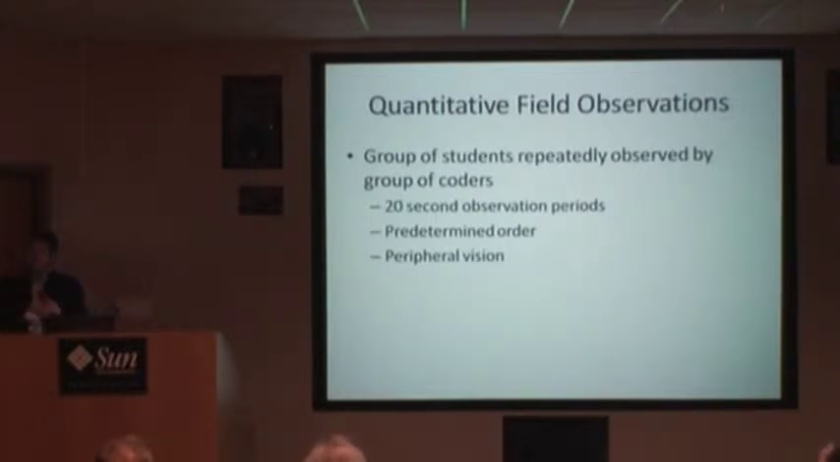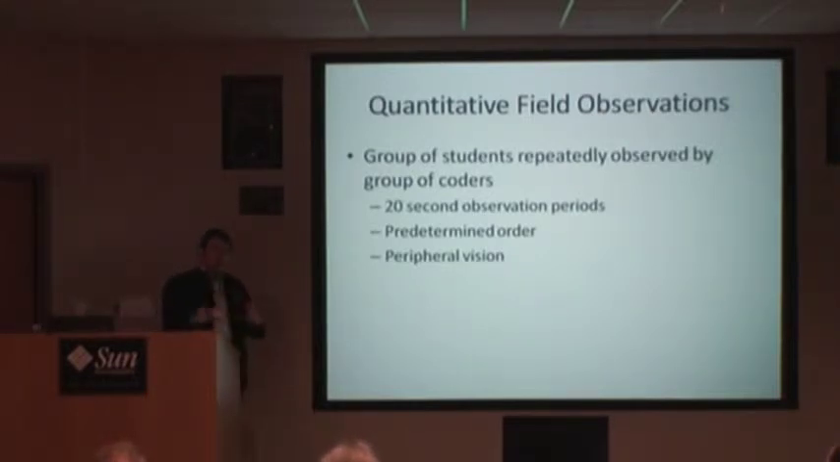We do the observations in a predetermined order to get the cleanest possible data, in terms of having not just the most salient events, but having all events when they occurred. So it's a sampling method. We try to sample in as neutral a fashion as possible.